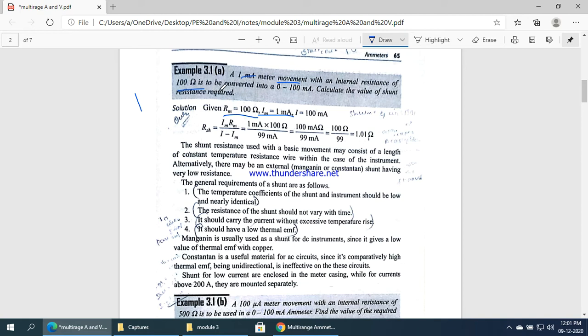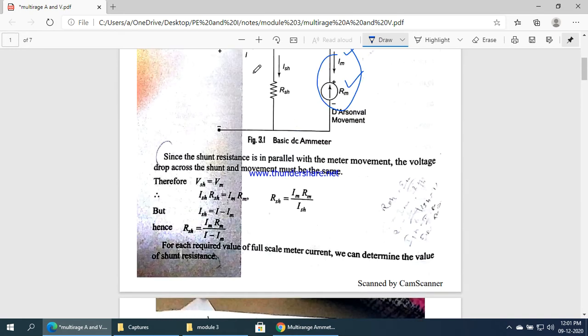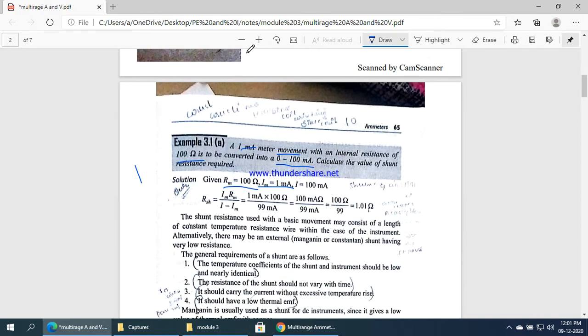It is to be converted into 0 to 100 milliamps. So we want to convert this D'Arsonval movement to 100 milliamps. Calculate the value of shunt resistance required. The D'Arsonval movement is there, no? Now if I want to measure the total current, what is the value which is given over here? The value is 100 milliamps. So that current I want to measure. In order to measure the current of 100 milliamps, what value of resistance is required?